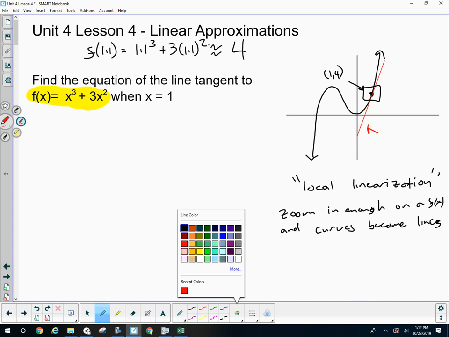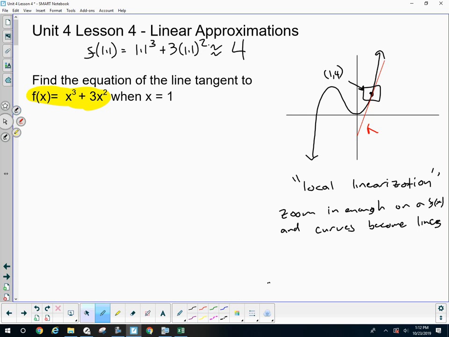Okay, so let's do that. Please find the equation of the tangent line to x cubed plus 3x squared when x is 1. We know we need a point. I gave you the point. You need a slope coming from a tangent slope generator.